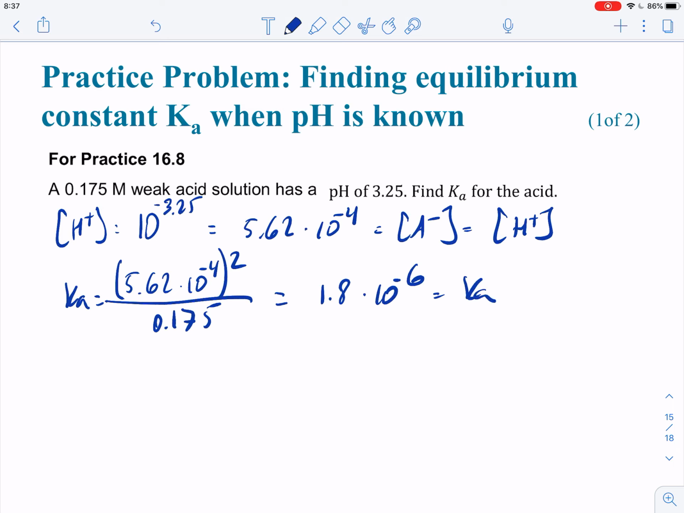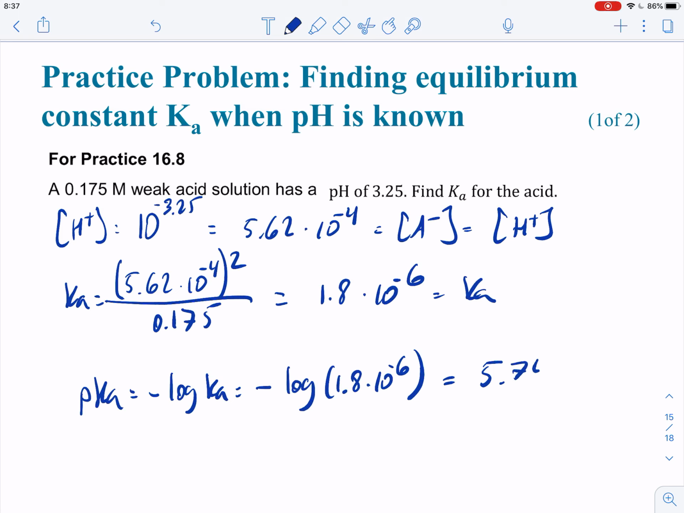What if we wanted to know what the pKa is? Well, pKa is minus log of Ka, equal to minus log of 1.8 times 10 to the negative 6, and this is going to be equal to 5.74. Okay, so this is the pKa of that acid.